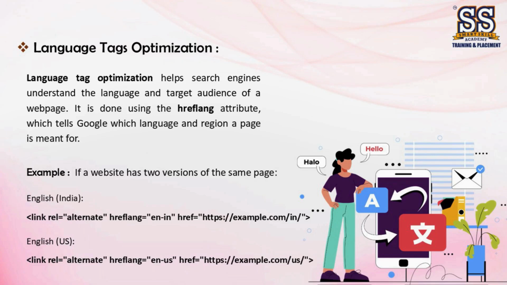Mastering these tags is the difference between a website that feels local to every user and one that feels out of place. Any questions on how to implement these in a live environment?